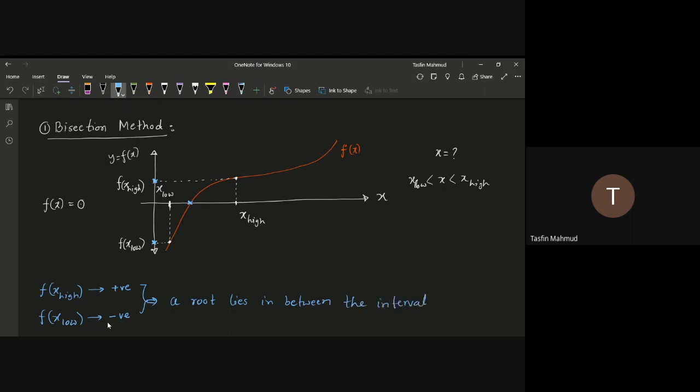The logic is that as f of x low has a negative value and f of x high has a positive value, there must be some point in between where f of x is 0, right? F of x equal to 0 actually corresponds to the root. Yes, any query?